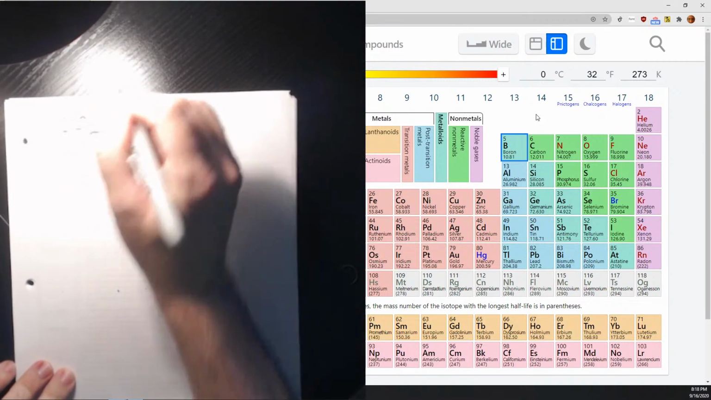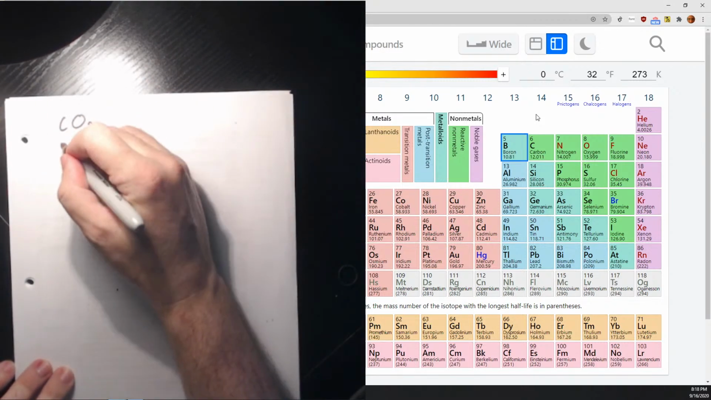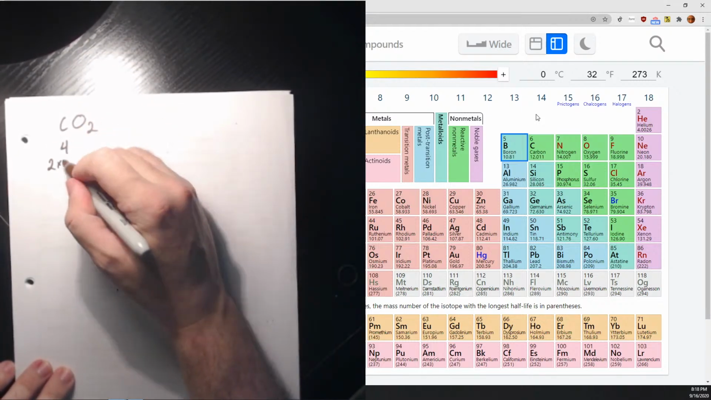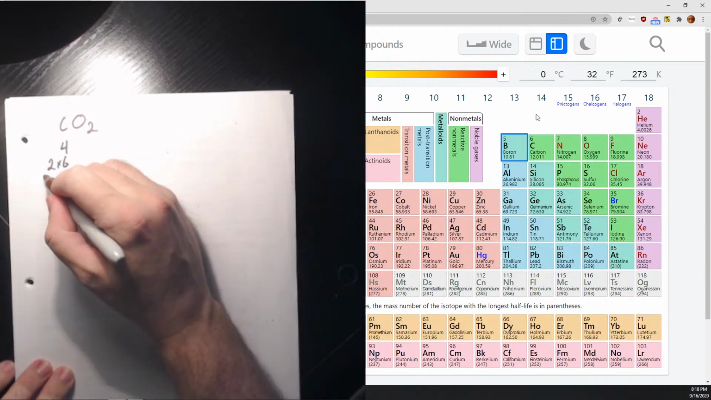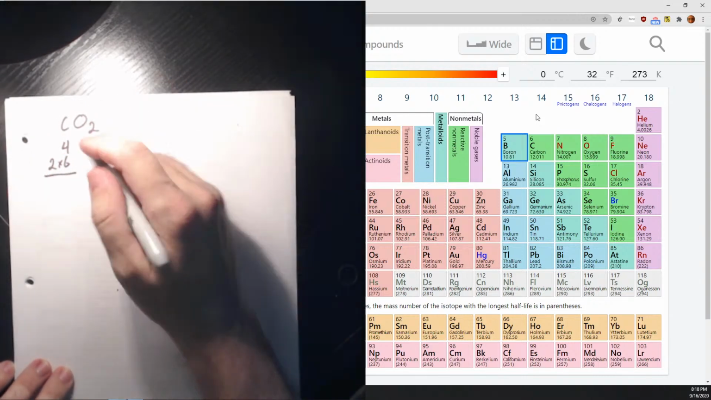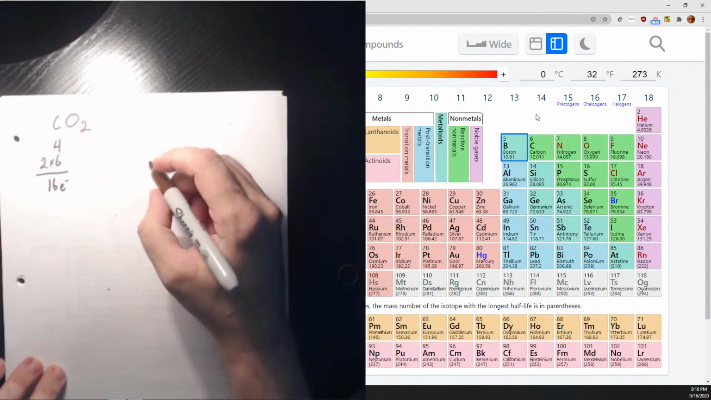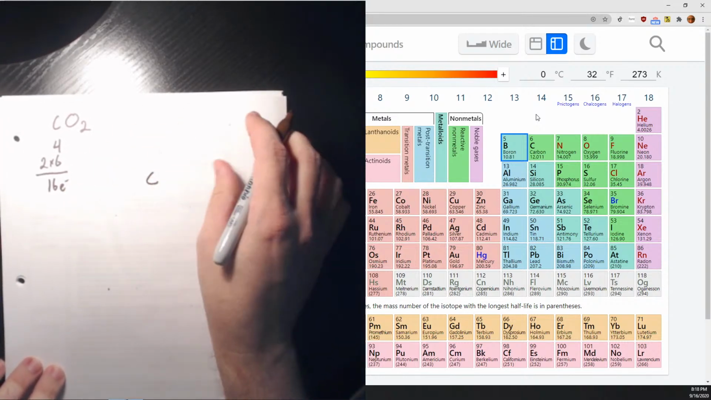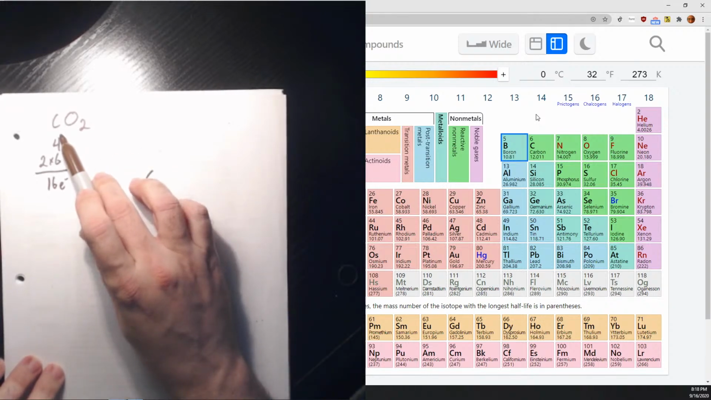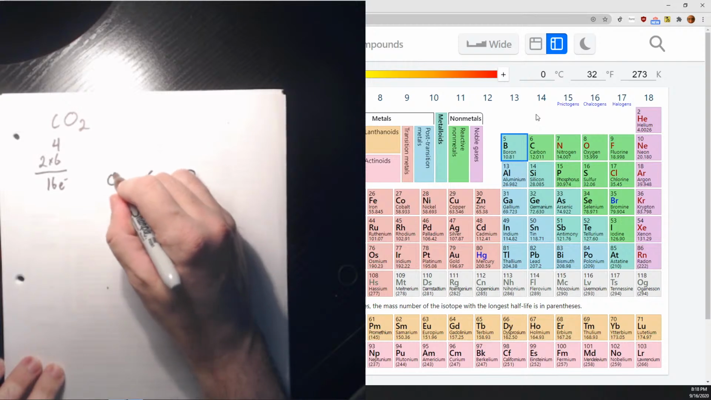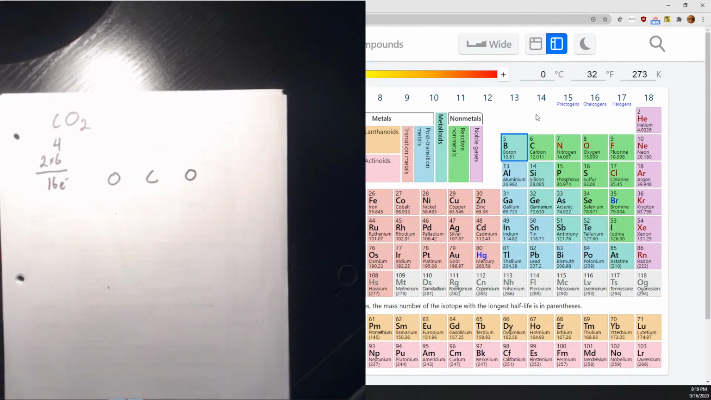dioxide, CO2. Okay, carbon gives us 4. We have 2 oxygens giving us 6 each, so 12 plus 4, we have 16 electrons to play with. Carbon goes in the middle. In this case, carbon is written first. There's only one of it, and it's less electronegative, so it follows all 3 of those guidelines. And then we put the oxygens around it.